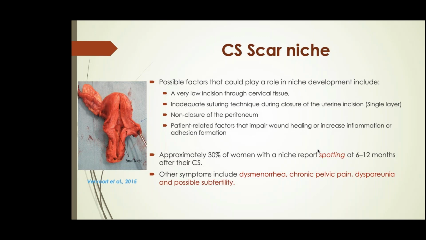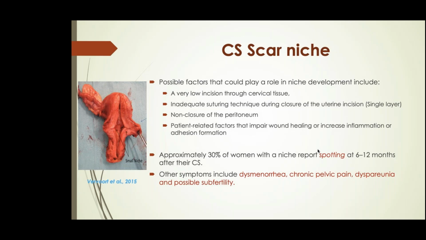Non-closure of the peritoneum has been postulated. Other factors include patient-related factors that impair wound healing or increase inflammation or adhesion formation. So till now, there's no certainty why the cesarean section niche is formed, but there are different possibilities.